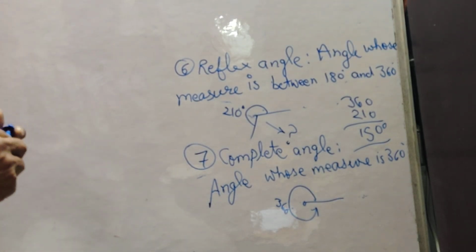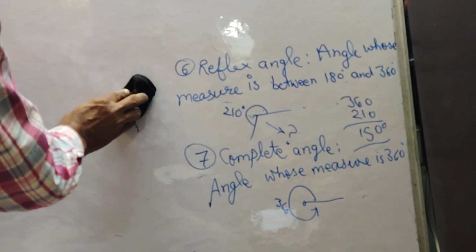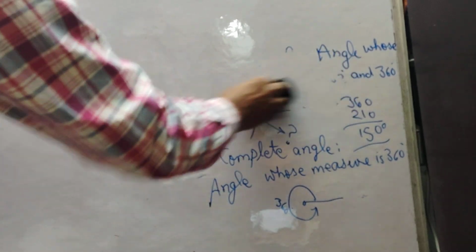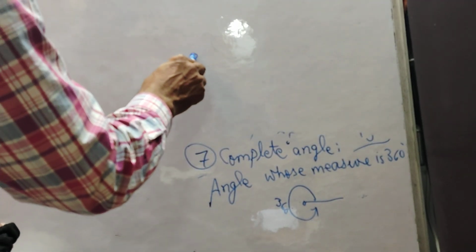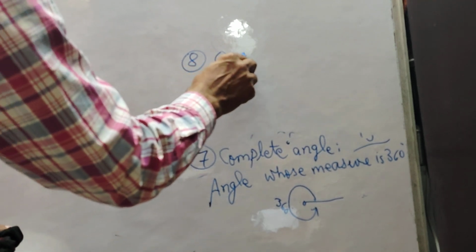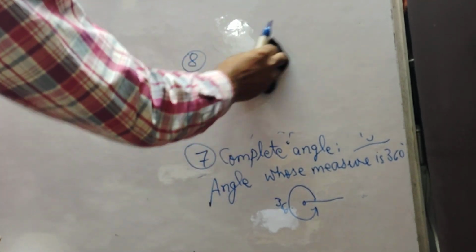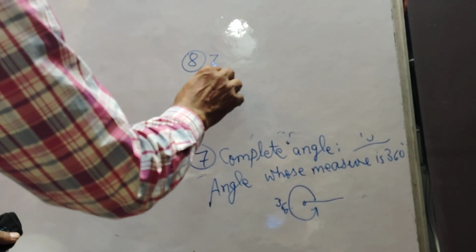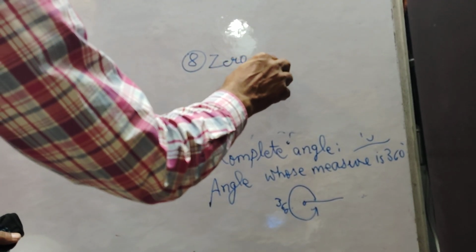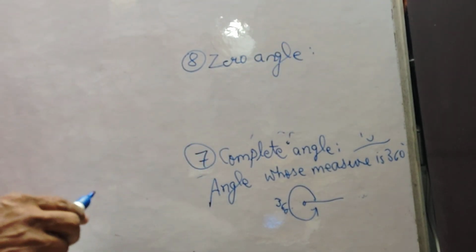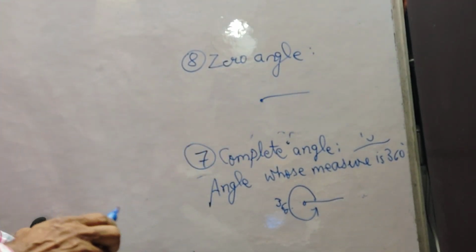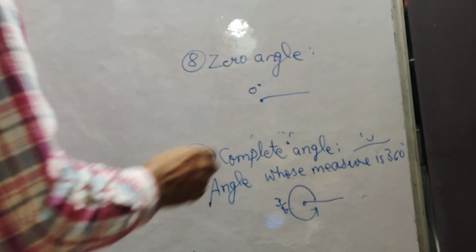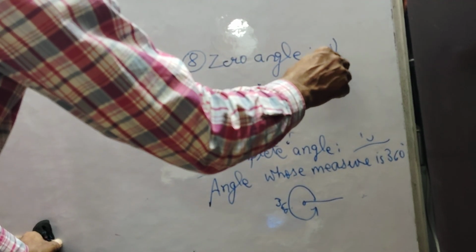A circle is formed. And the last, eighth definition is the zero angle. The zero angle's definition is very easy. The angle whose measure is 0 is called a zero angle. This is the 0. So a zero angle is one whose measure is 0 degrees.